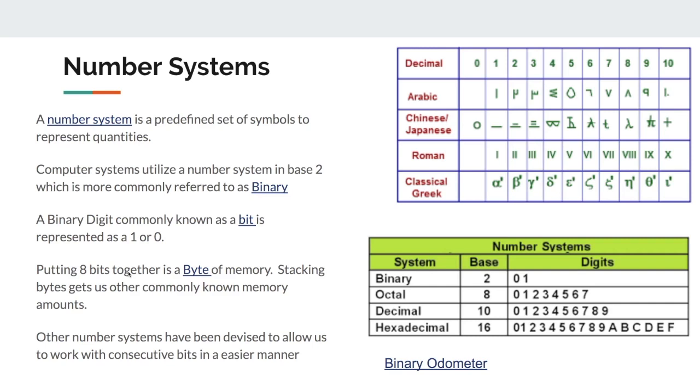And then as you stack certain bits together, you get certain quantities of memory. You put 8 bits together, you get a byte of memory. Okay? Stacking bytes together will get you more commonly known memory amounts, such as 1,000 bytes being a kilobyte, and 1,000 kilobytes being a megabyte, and so on and so forth till you get your gigabytes and terabytes and petabytes and so on.